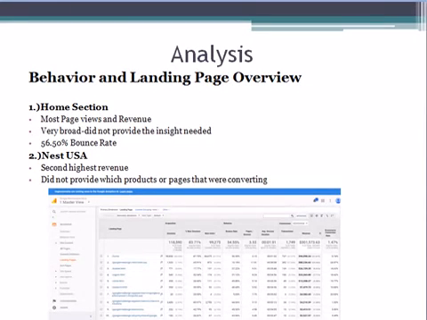Looking at the behavior and landing page overview, the home section provided the most page views and revenue, which was very interesting to see. However, it was very broad and it didn't provide a lot of insight on where the sales were actually coming from, what landing pages people were going to. It didn't provide any information on that. It was a little perplexing too.